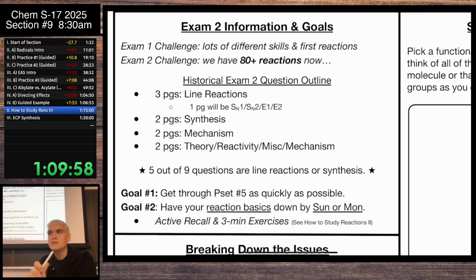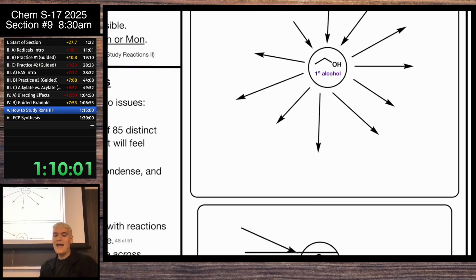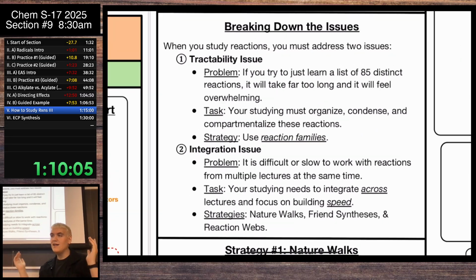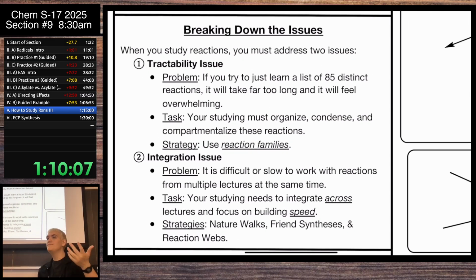I want to introduce the other part of studying. After you have the basics down, what do you do? And essentially there are 2 kinds of challenges that your studying has to address in some way. One is the issue of tractability.